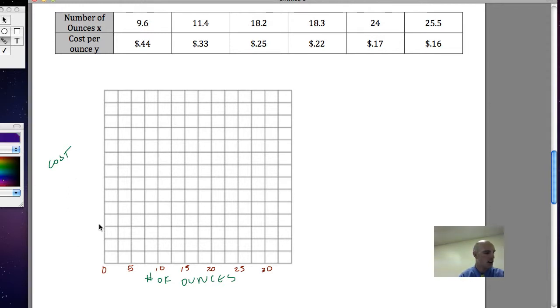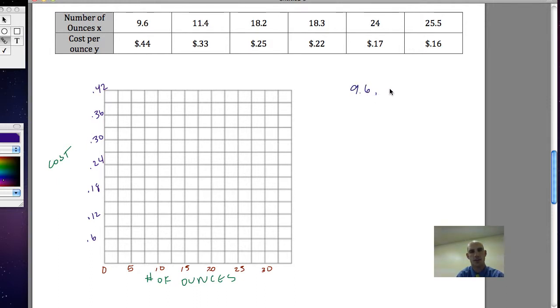And up the side here, this cost, I need to go from about 0.16 to 0.44 looks like my most expensive one. And so what I'm going to do is go in increments of 0.06. So this will be 0.06, 0.12, 0.18. And as we continue to go up the side here, we get to 0.24 and 0.30, 0.36, and 0.42.